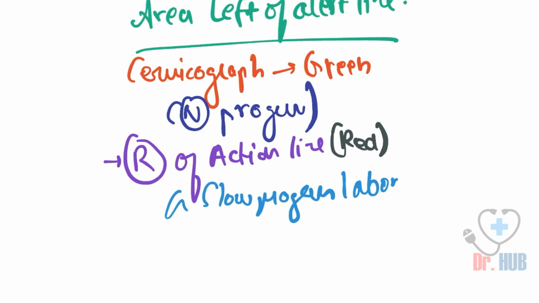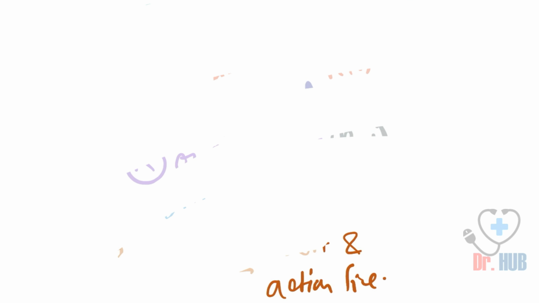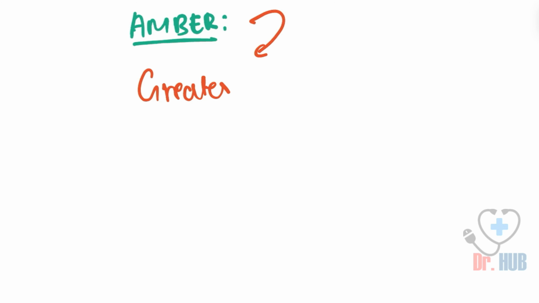And the area in between. So what is the area in between the alert and the action line? It is colored amber. This indicates the need for greater vigilance.